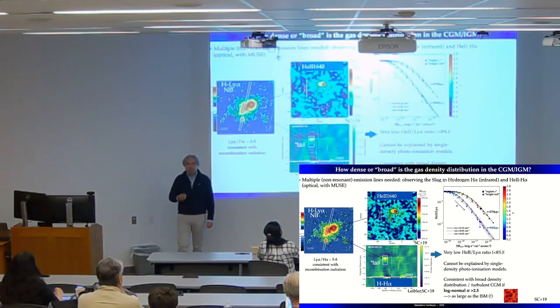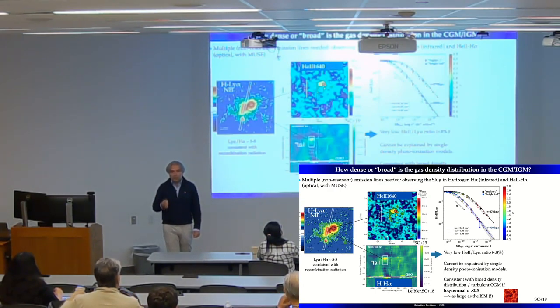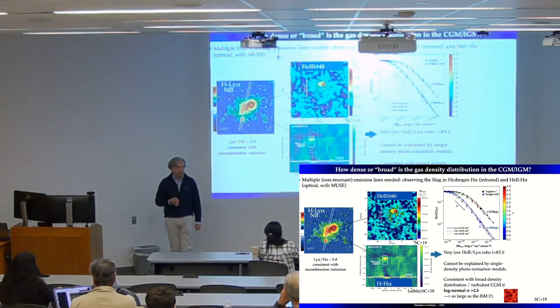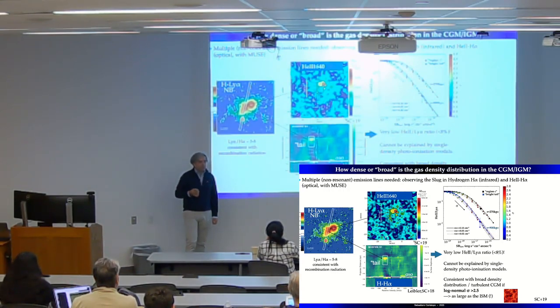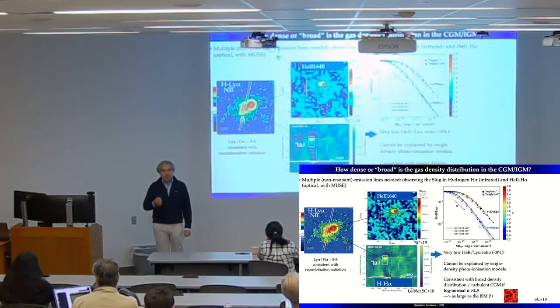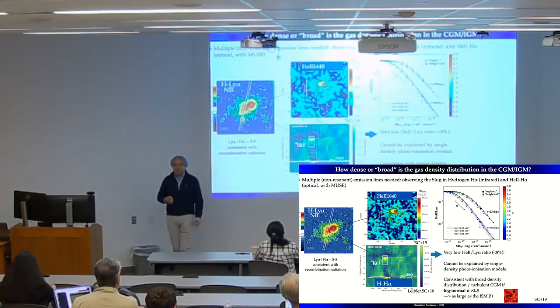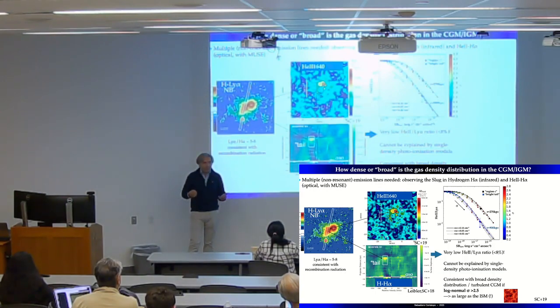So the question is, the surface brightness is very high, so how dense or broad is the gas density distribution in the CGM? To address this question, we need more lines, not just Lyman alpha. So in the last year, we have been looking at H alpha from hydrogen and helium. And this is an example from the Slug Nebula. We have been able to detect H alpha. It's been difficult from the ground using MOSFIRE. This is a ratio of 2.4.